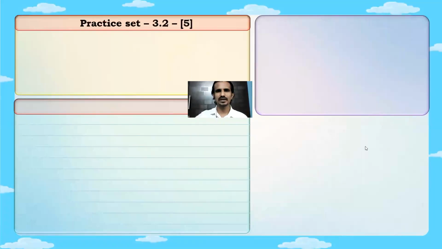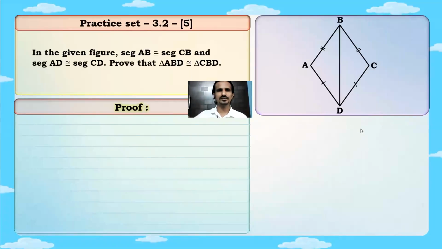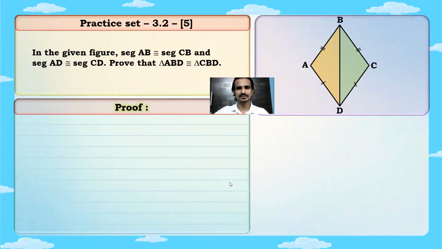So the 5th question that we have, 3.2, a figure is given. In the given figure, segment AB congruent to segment CB and segment AD congruent to segment CD. Prove that triangle ABD congruent to triangle CBD. So when we see the information, we can see that there are two triangles ABD and CBD. We have to prove them congruent. So tell me which test is applicable here?